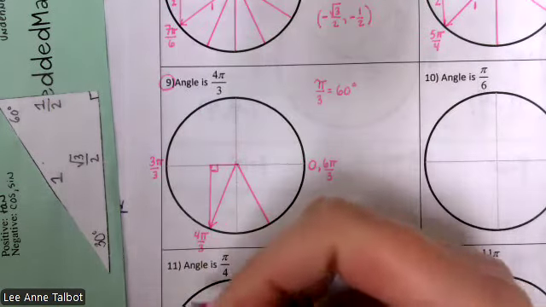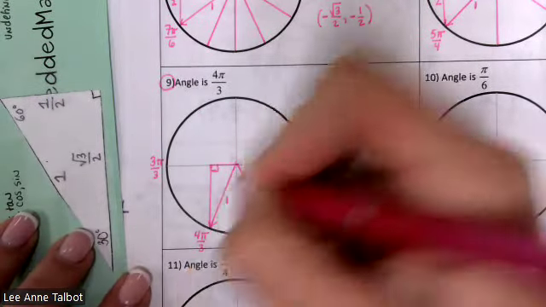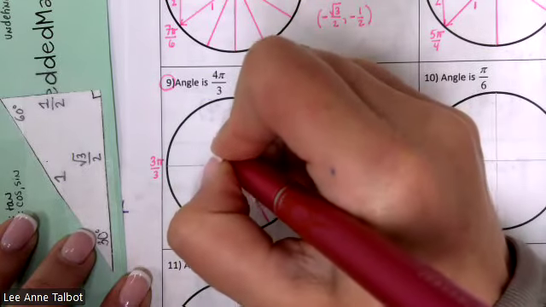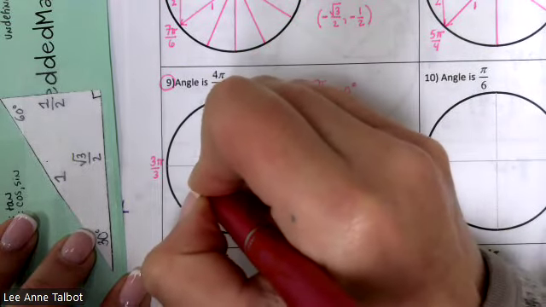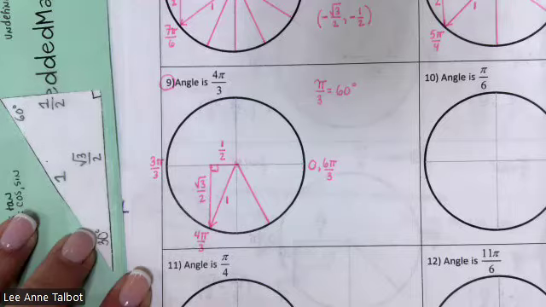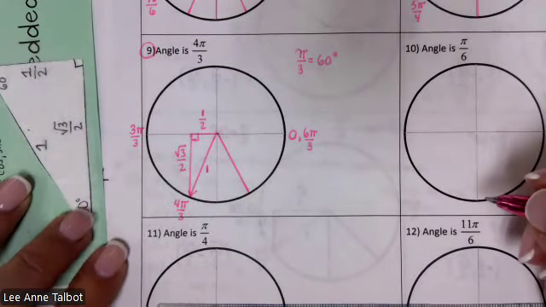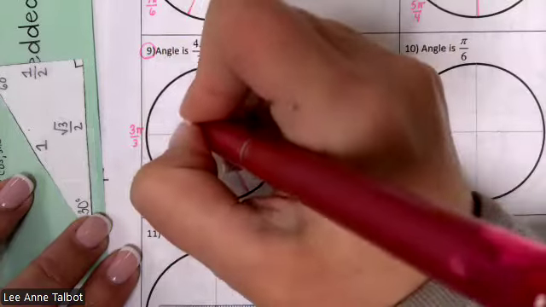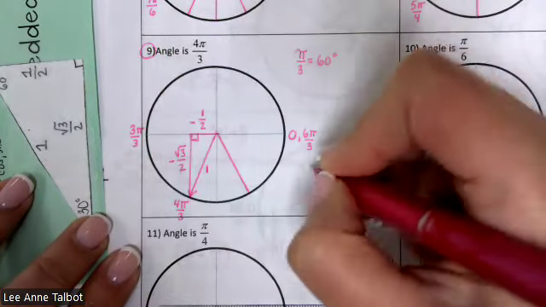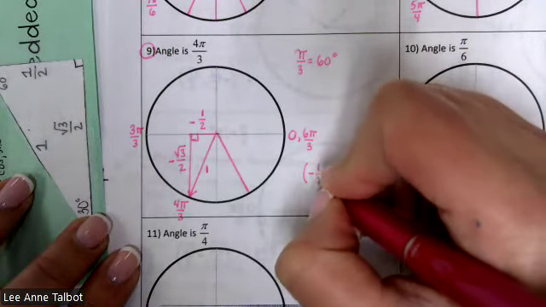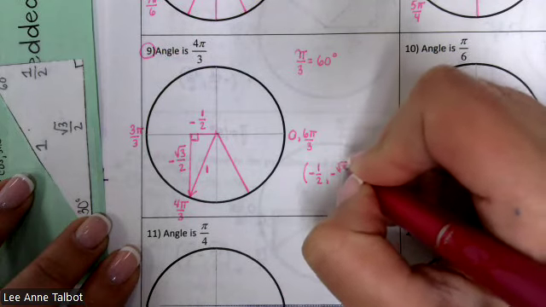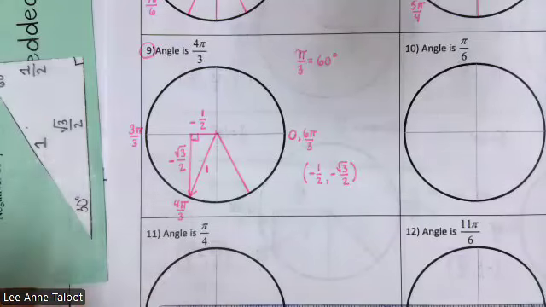Anyway, so hypotenuse is 1. Short leg is 1/2. Long leg is √3 over 2. Quadrant 3, so negative, negative, and the coordinate is back 1/2, down √3 over 2.